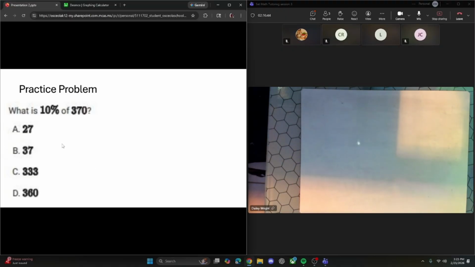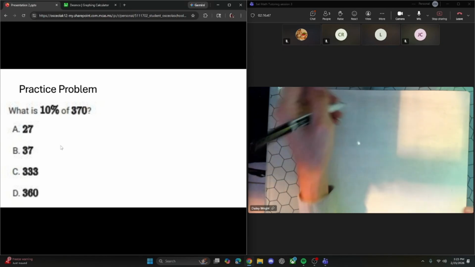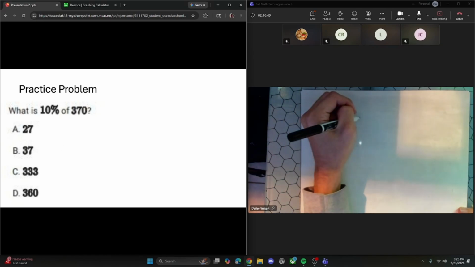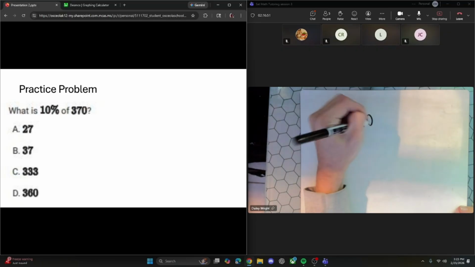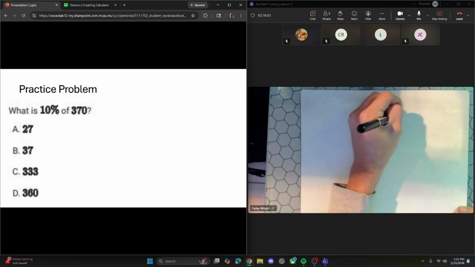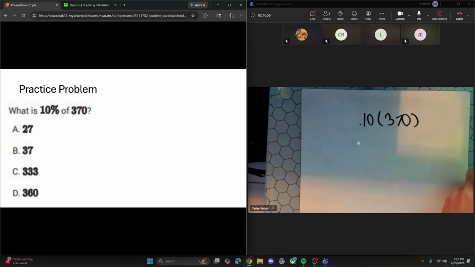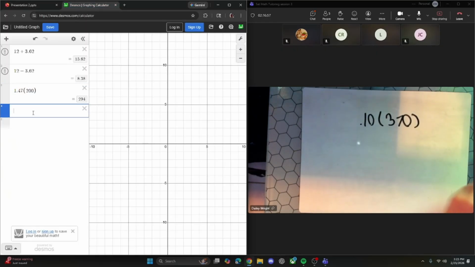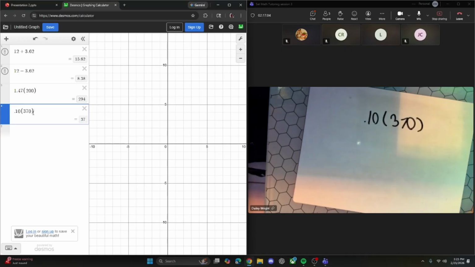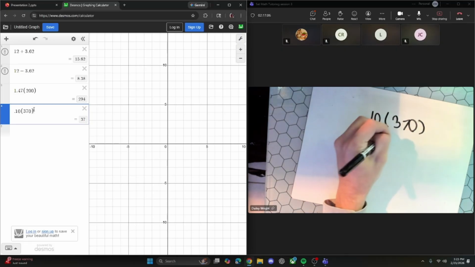What is 10% of 370? So 10% of 370 is 0.10 times 370. If you plug that into Desmos, you should get 37. And yes, it is 37.